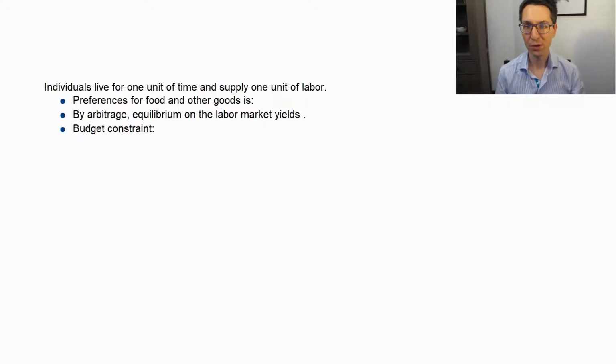Islanders live for 1 unit of time and they supply 1 unit of labor. We don't have a representative islander anymore. We now define functions for each islander. Of course, they're all identical. The preferences for food and other goods are now defined in terms of individual consumption. Since they are on the demand side of the market, we will note them with the letter D.